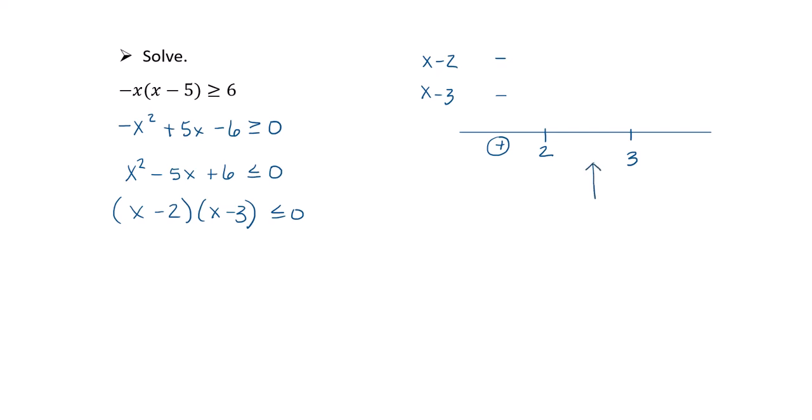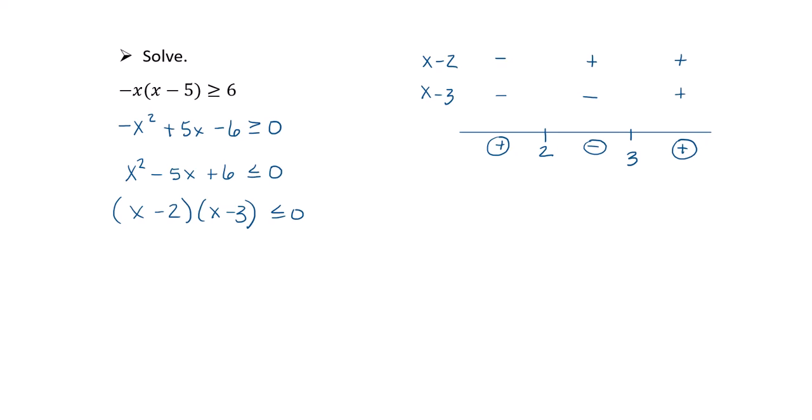Let's try a number between 2 and 3. 2.5. 2.5 minus 2 is positive. 2.5 minus 3 is negative. I have an odd number of negative signs, so this is a negative interval. Let's test 4. 4 minus 2 is positive. 4 minus 3 is positive. And I don't have any negative signs, so this ends up being a positive interval.